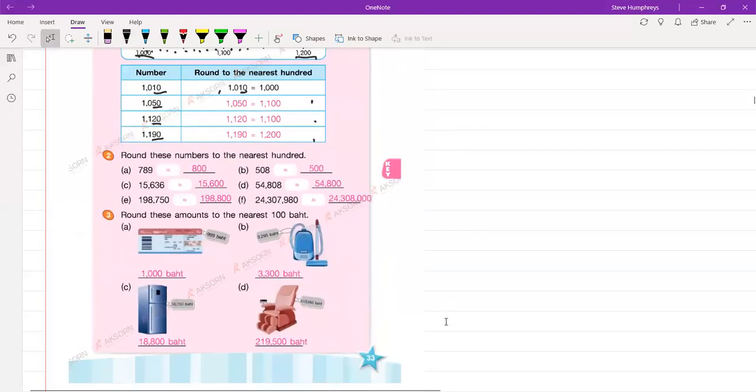Okay. Number 2. Same again. You've got to write the symbol in the white box and then write your answer on the line. So again, look at the last 2 digits. That tells you to round up or round down.